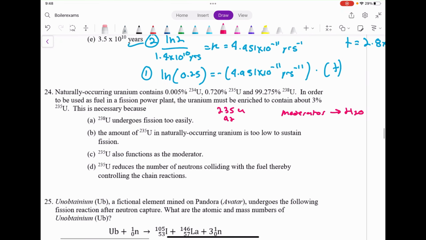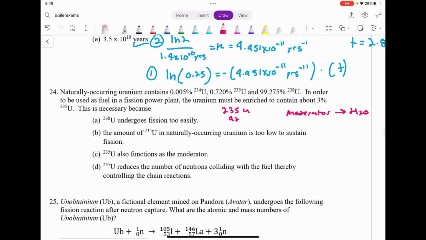Let's read some of these answer choices and see if we can process of elimination it. Answer choice A, uranium-238 undergoes fission too easily. That's not true. 235 is the fuel, and that's what undergoes fission. So A is definitely not true. B, the amount of uranium-235 in naturally occurring uranium is too low to sustain fission. That's true. You do need to enrich it to be able to sustain the chain reactions. So B is the right answer. Let's keep looking at C and D to see if anything sticks out, in case you didn't recognize B as the right answer.